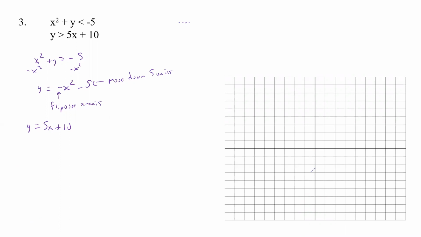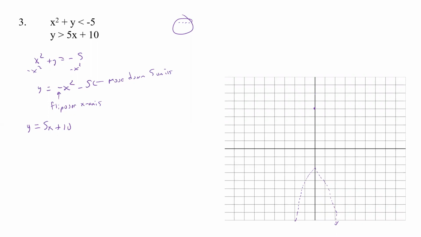And so I'm going to come down something like that and something like that. Okay. So again, I have to remember those dots. Now I have 10 as my intercept. So I have 2, 4, 6, 8, 10. So that's my intercept. And I'm going to go up 5, right 1.